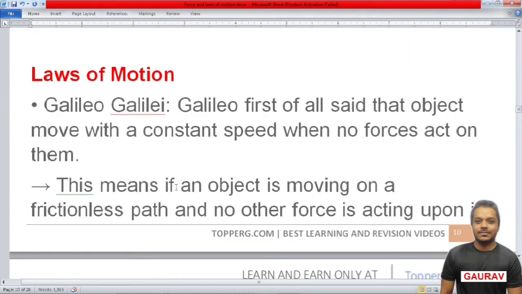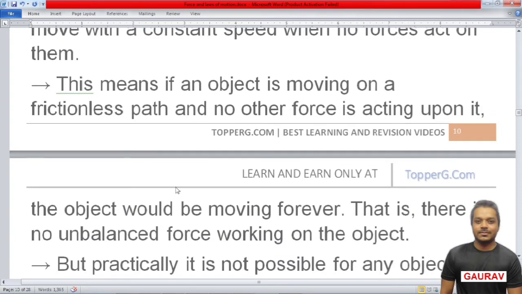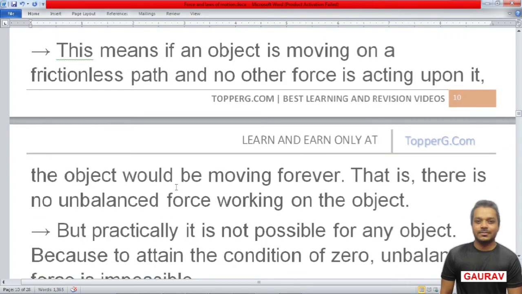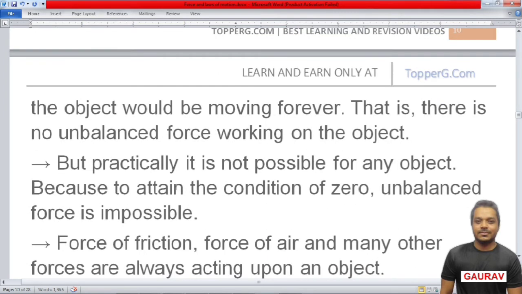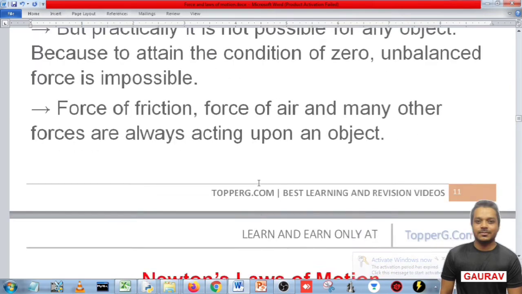Laws of motion. Galileo first of all said that objects move with a constant speed when no forces act on them. This means if an object is moving on a frictionless path and no other force is acting upon it, the object would be moving forever. That is, there is no unbalanced force working on the object. But practically, it is not possible for any object, because to attain the condition of 0 unbalanced force is impossible. Force of friction, force of air and many other forces are always acting upon an object.